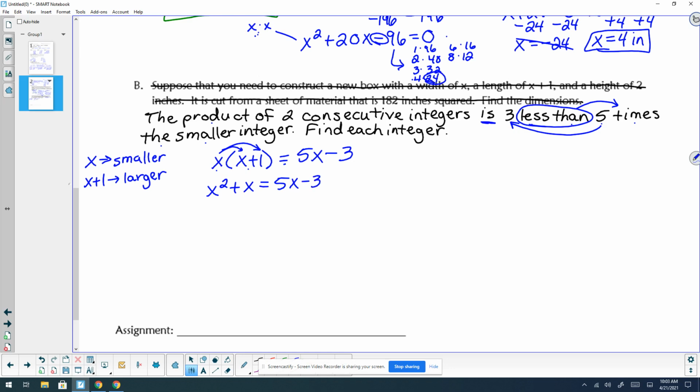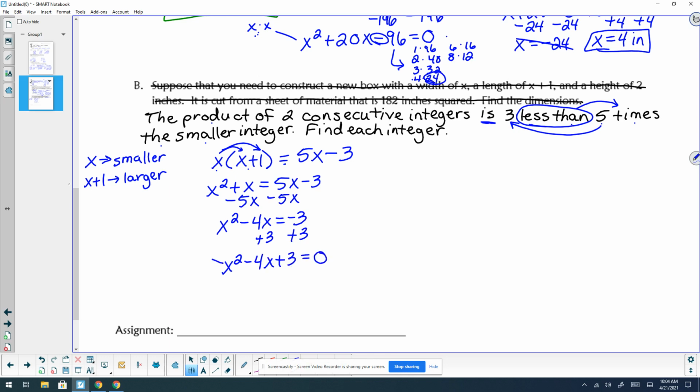And like we said originally, when I have an x squared term and an x term, I have to set everything equal to 0. So I'm going to subtract 5x from both sides. So x squared minus 4x equals negative 3. Now I can add 3 to both sides. So x squared minus 4x plus 3 equals 0.